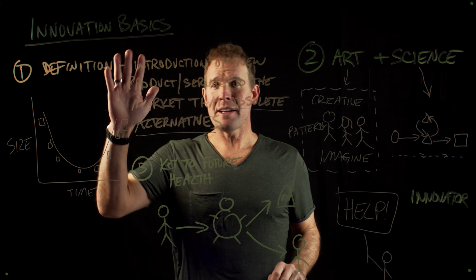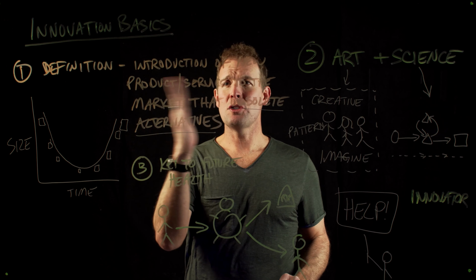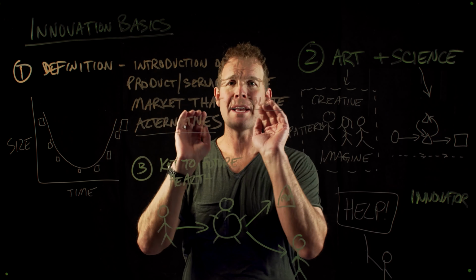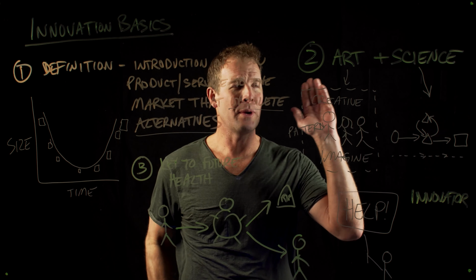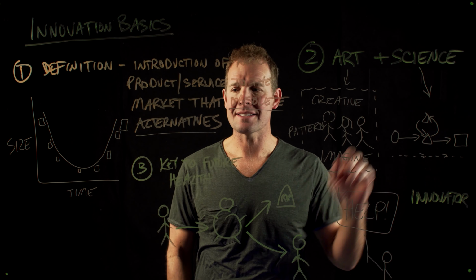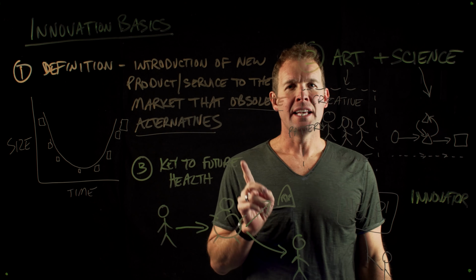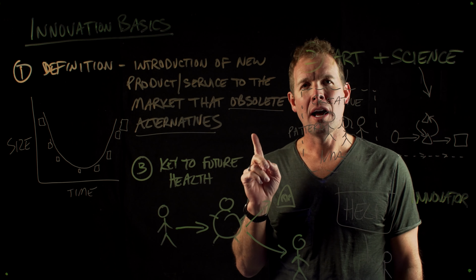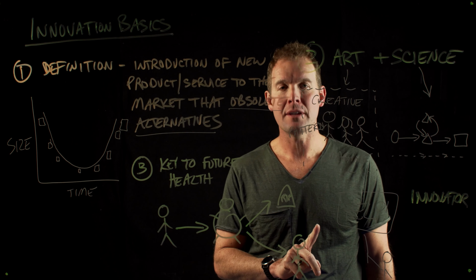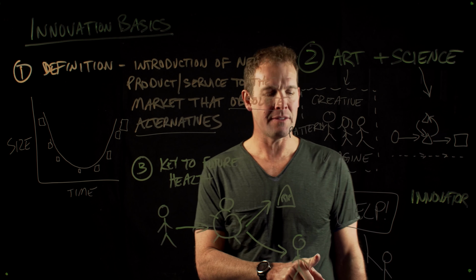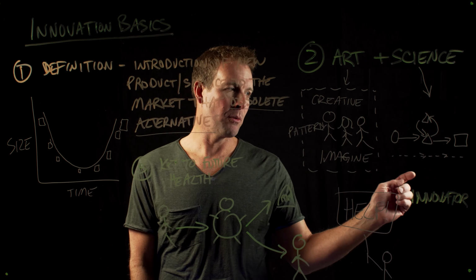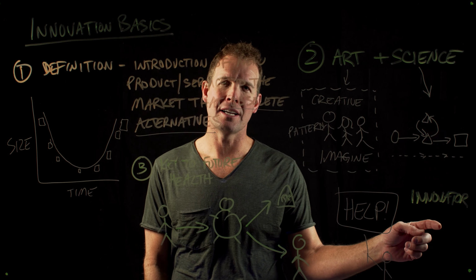So, innovation basics, we've got this introduction of new product or service. So it's everything from idea to launch. You want to make sure that you're obsoleting alternatives. We have the art side with the creativity. We have the science side with the process. We want to make sure that innovation is the key to our organization's future health. We don't want to go the way of the dodo bird. We want to achieve health in the future and maintain it. And we need to know where we're going for help. And we want to find innovators who have actually done the work.